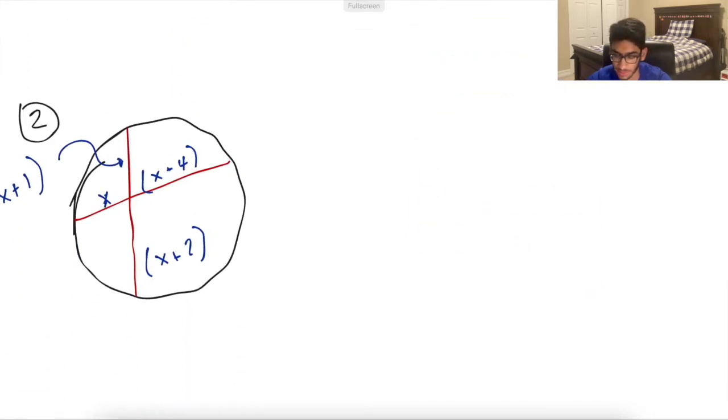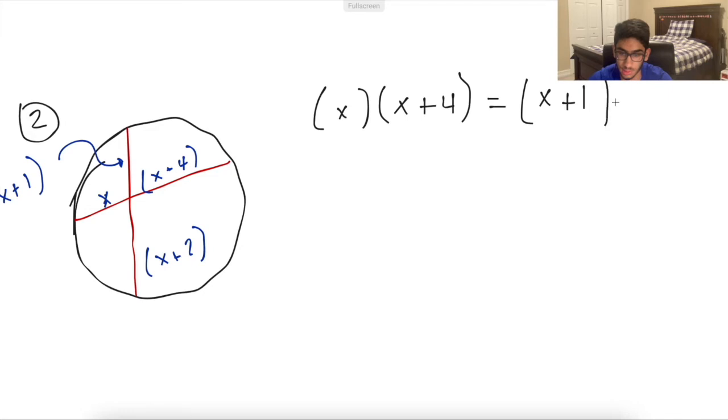So as you can see, we have a lot of variables and expressions, and so we use the same formula, part times part equals part times part. So we would do x times x plus 4, because these are on the same chord, and that's going to be equal to the other parts on the other chord, which is x plus 1 times x plus 2. And from here it's just algebra, simplify the equation. So we have x squared plus 4x. I'm just distributing right here.